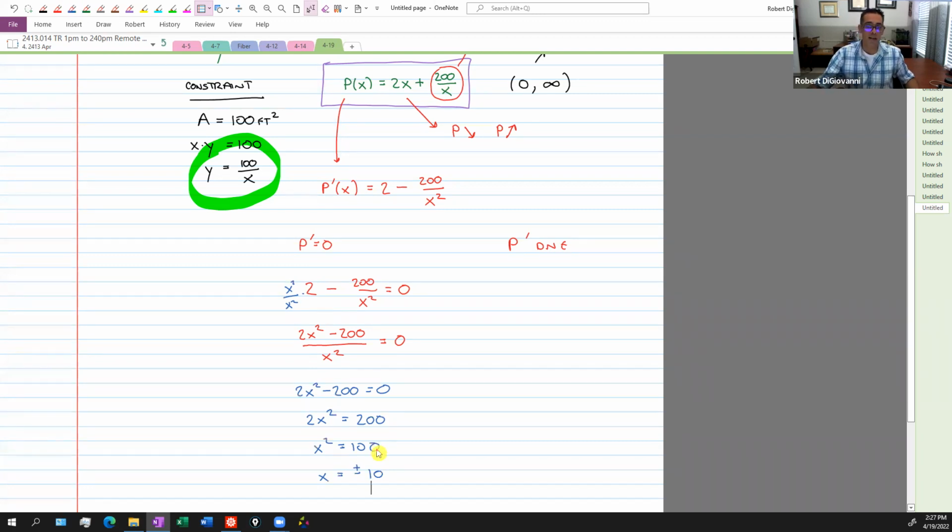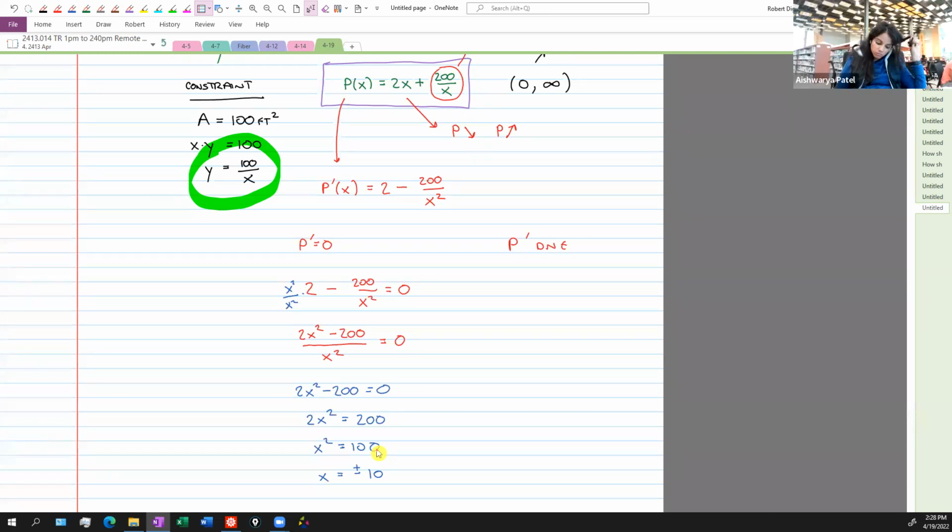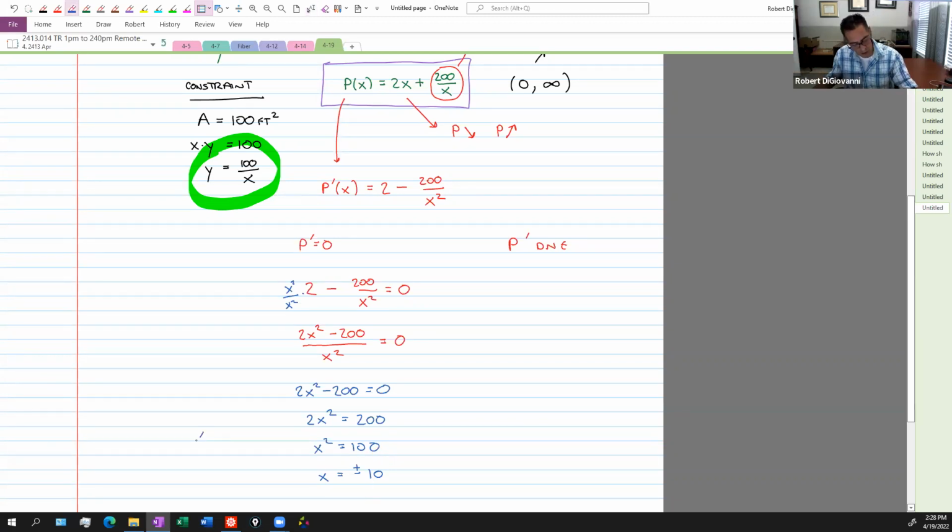I'm throwing one of these answers away. Which one? Negative, right? X can't be negative. X is the length of one of the sides of the garden, right? So I'm not going to have a negative. So x equals 10. That's a critical number.